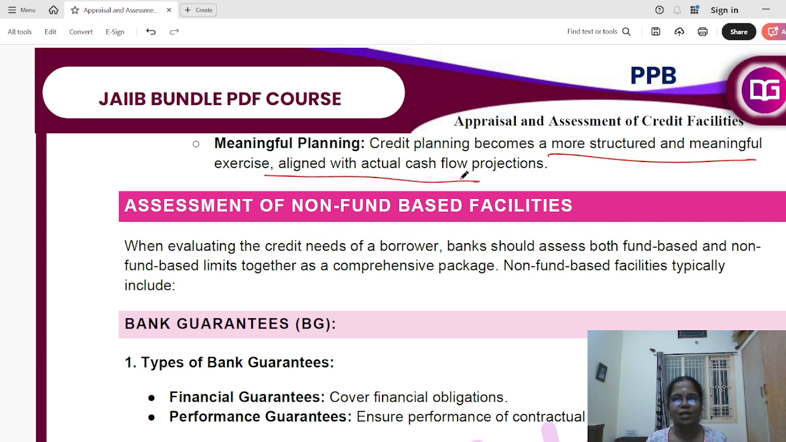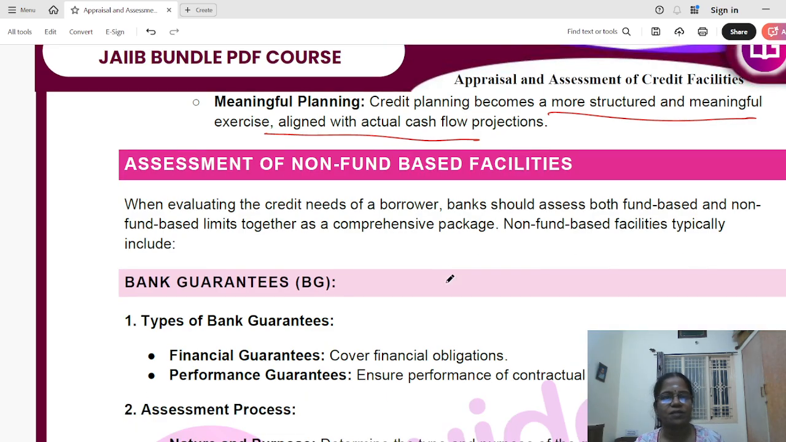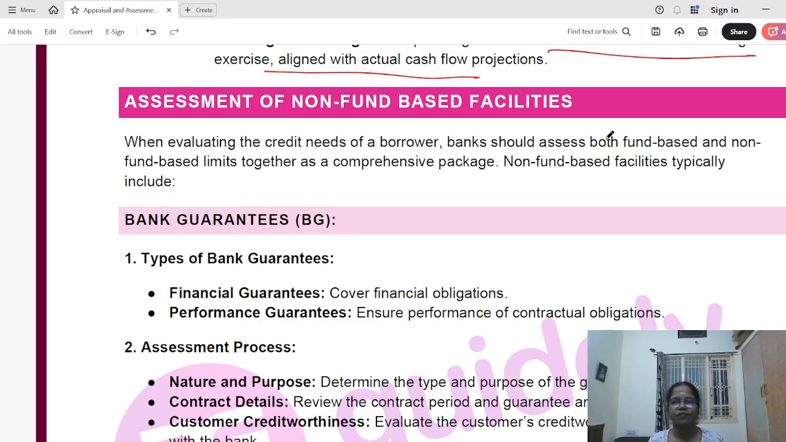There should be a very structured credit plan on whom to give credit and how to get it back, aligned with the actual cash flow projection. So when it comes to non-fund based facilities, we look at the credit needs of a borrower.